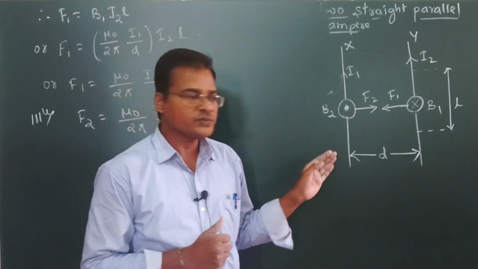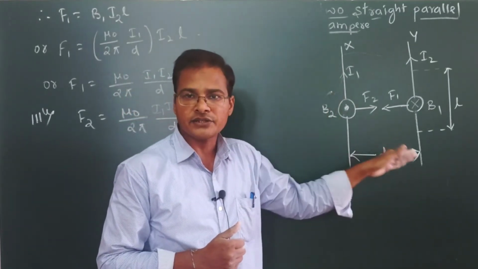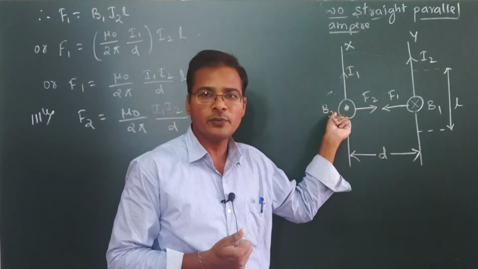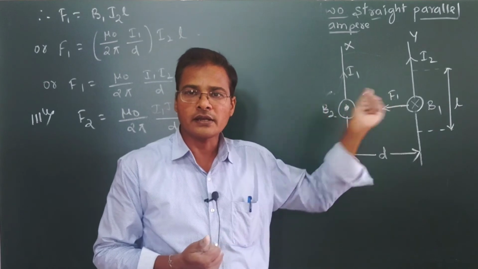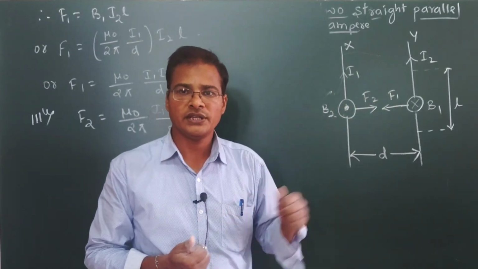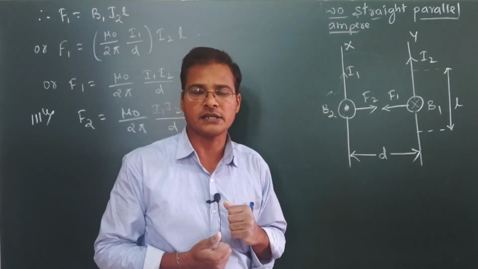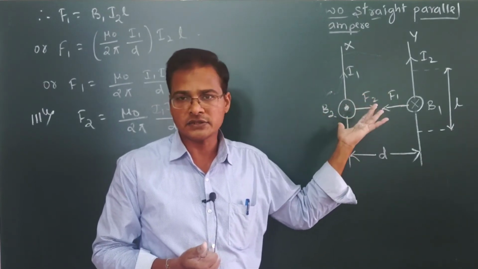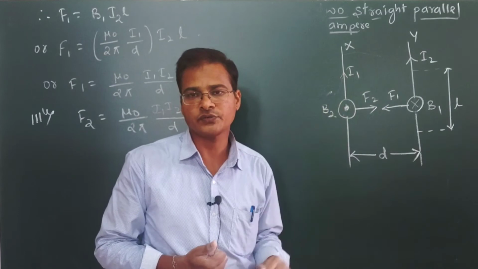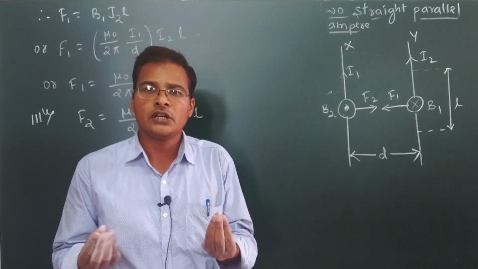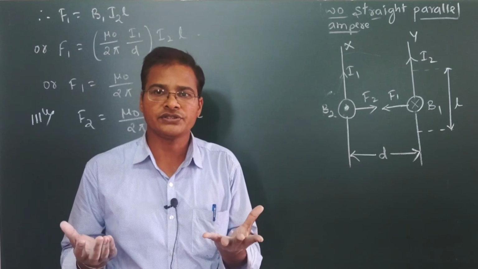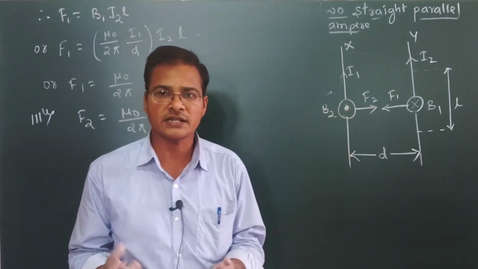The attractive force means the currents are in the same direction. There, one will act like a north pole and another like a south pole. If the currents are opposite, then both act as either north poles or south poles, according to the direction of the current. Like poles repel each other, unlike poles attract each other. This is unlike poles, so it is attracting.